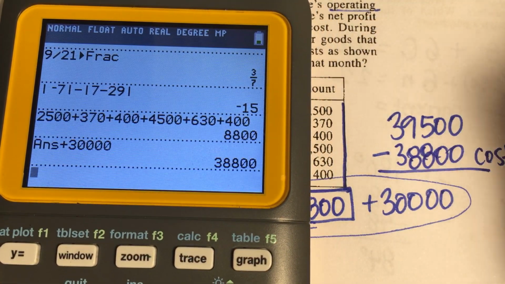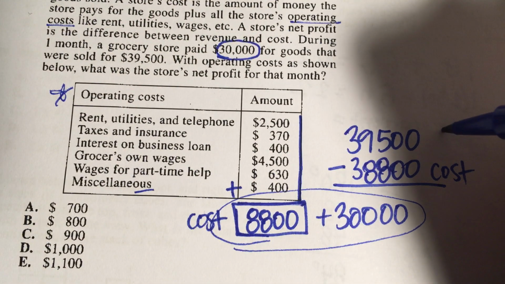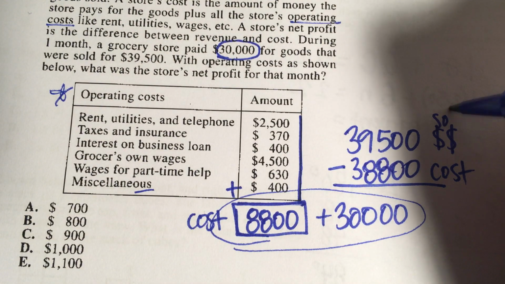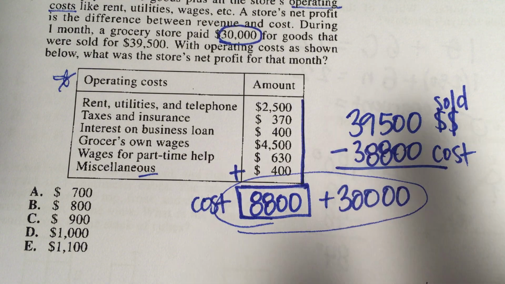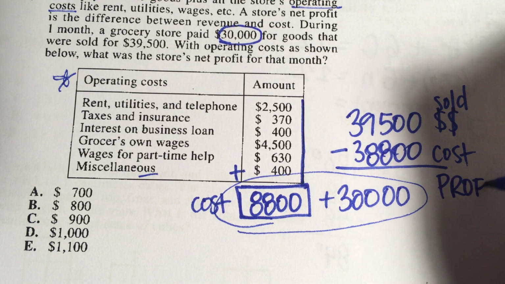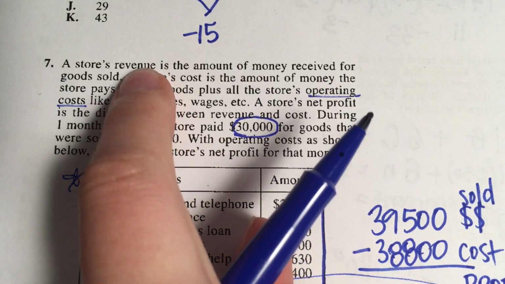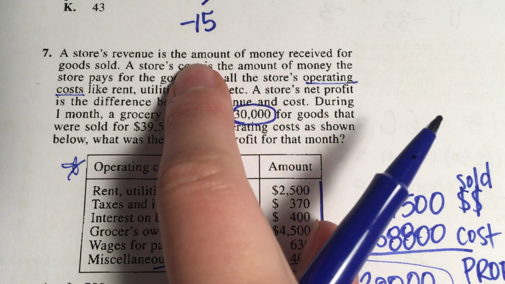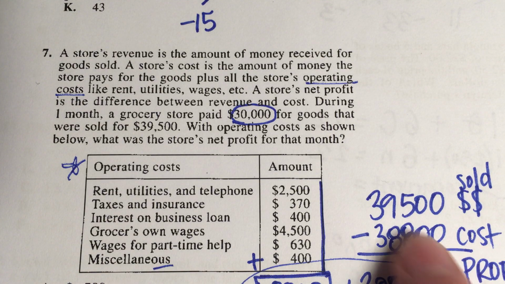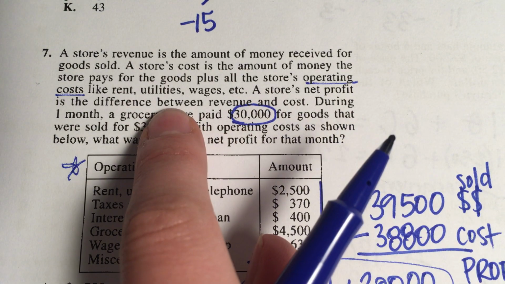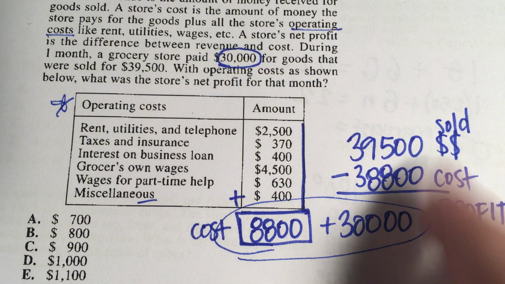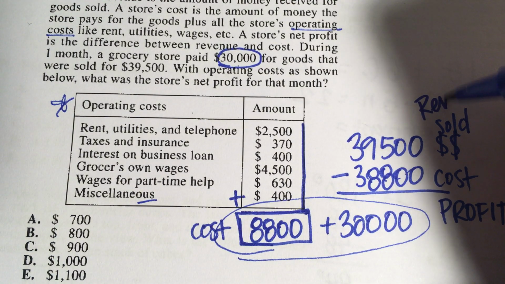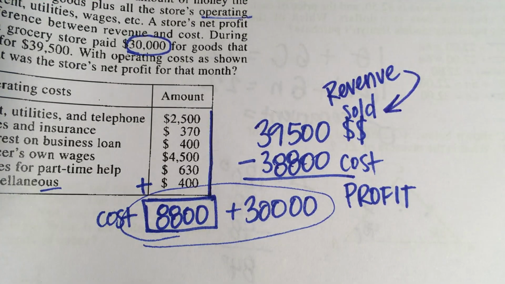So these are costs here, and this is how much money they brought in, what they sold, right? So this amount minus that amount would tell me how much profit they made. That's what those first few sentences are trying to tell you. They're talking about revenue, that's how much they sold. Their cost is how much they have to pay, and then the net profit is the difference between the revenue and the cost, taking the cost away from the revenue. This technical, fancy math word, revenue, is how much money you make.